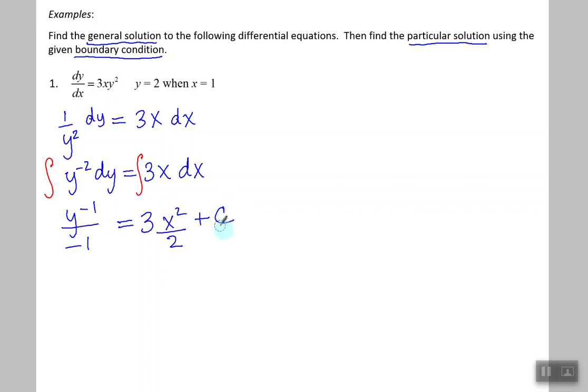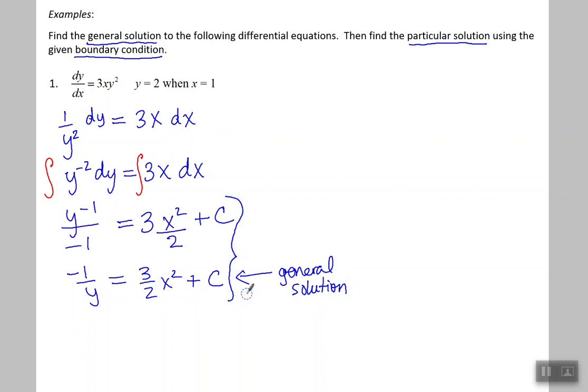Now I do have a general solution, but this is a really yucky way to write that, so I'm going to rewrite it without a negative exponent. Negative 1 over y equals 3/2 x squared plus c. Now, this is my general solution. Actually, both of these can be considered a general solution, just in different forms.